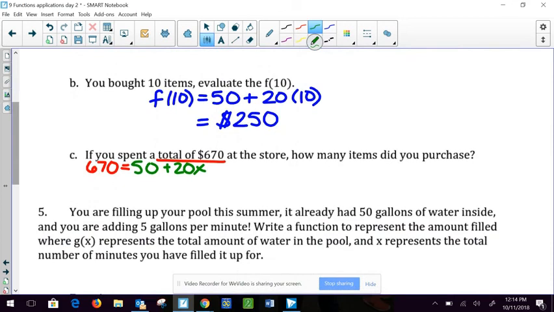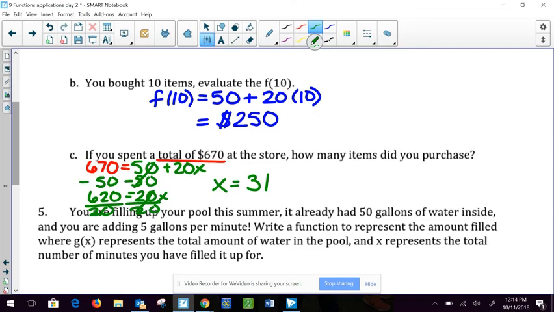So how do I move that positive 50 to the other side? I'm going to go ahead and subtract it. Great job. So 670 minus 50 is $620. That is equal to 20x. What is my final step before I get my answer? How do I get rid of that 20? You guessed it, I need to divide both sides by 20. And when I do that, I find out that x is equal to 31.